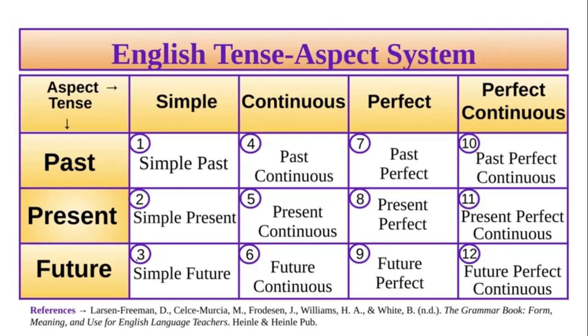All right, we've made it to the end of our lesson. I hope you found this big picture map of the 12 English tense aspect system helpful.